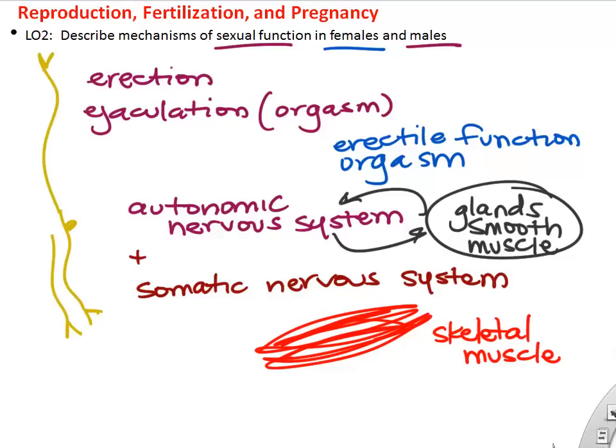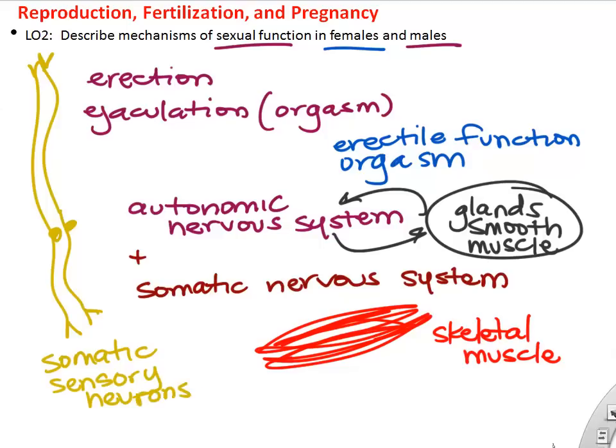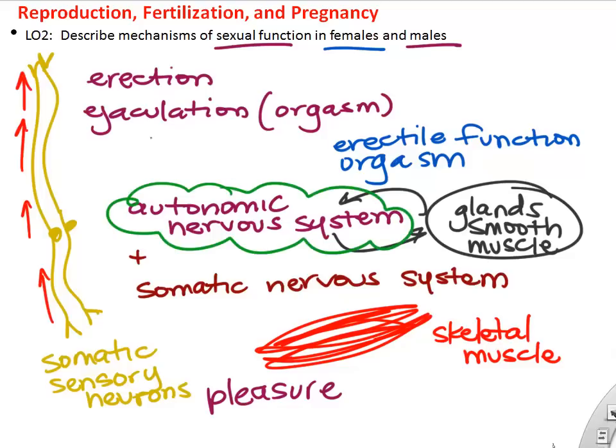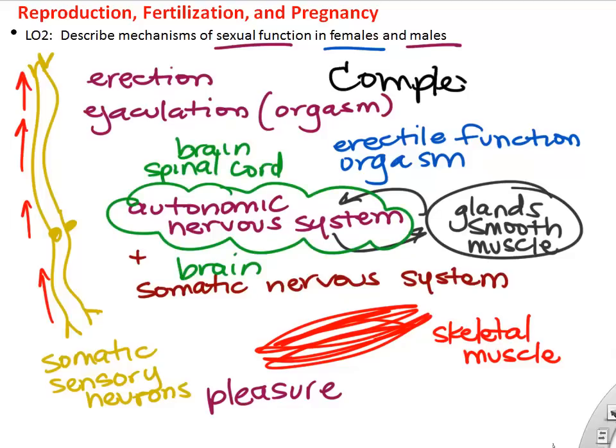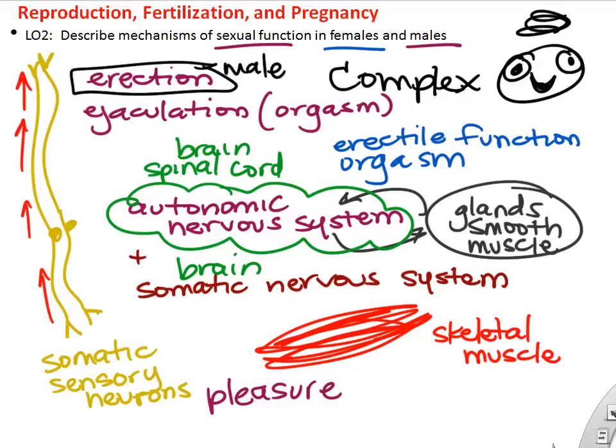And of course, you have lots and lots of sensory neurons that originate in things like the penis and the skin and the clitoris that send pleasurable signals back up to the brain via the spinal cord. So again, the autonomic nervous system involves signals from our brain and our spinal cord to our reproductive tract, and the somatic nervous system more so going to the skeletal muscle, the pelvic floor.